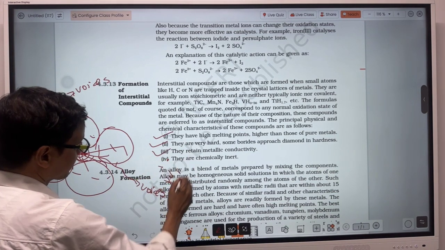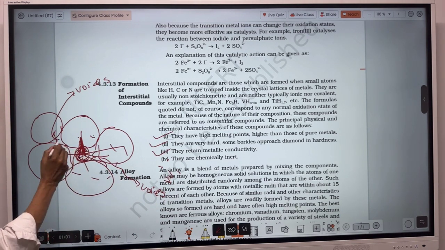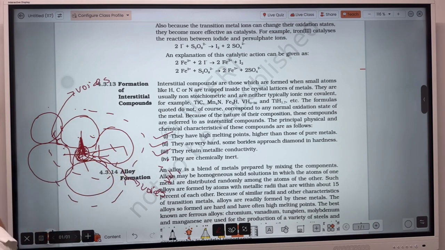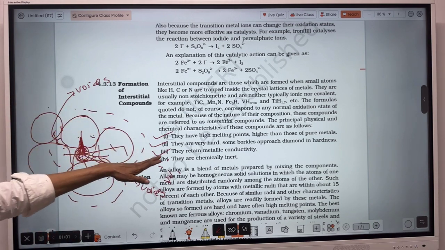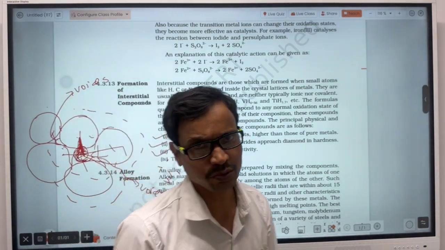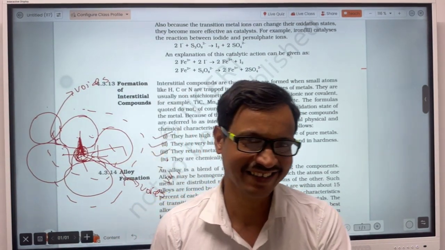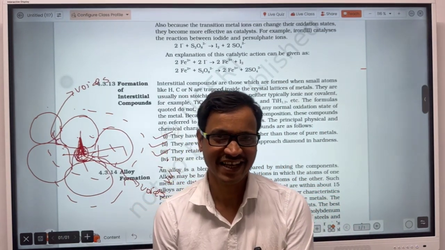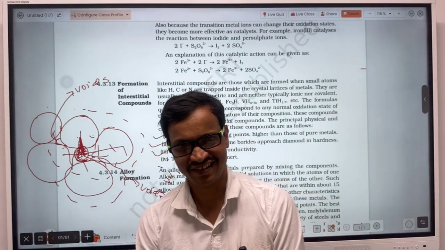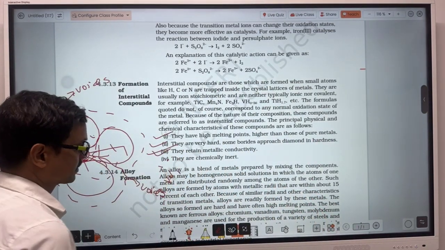They retain metallic conductivity. Obviously, the anions got embedded in these voids, but it has not affected the free electrons, so metallic conductivity will be retained there. For example, steel is also a good conductor of electricity. Steel is not a bad conductor of electricity. Iron is a good conductor of electricity, and when you form steel, that is also a good conductor of electricity. So they retain metallic characteristics.